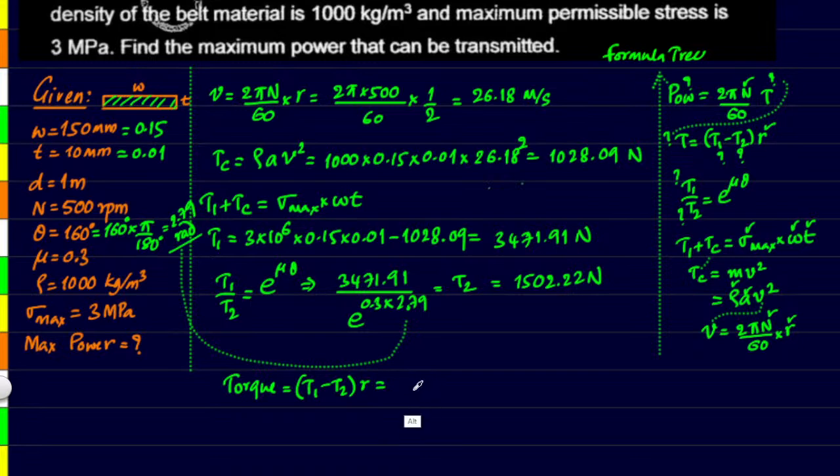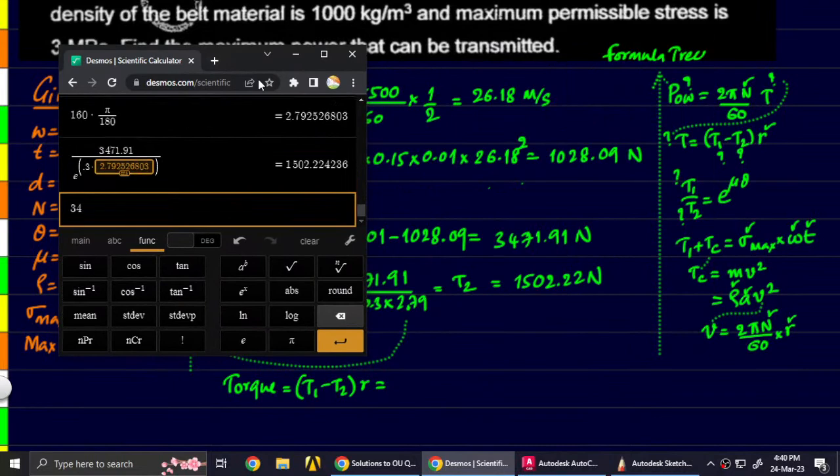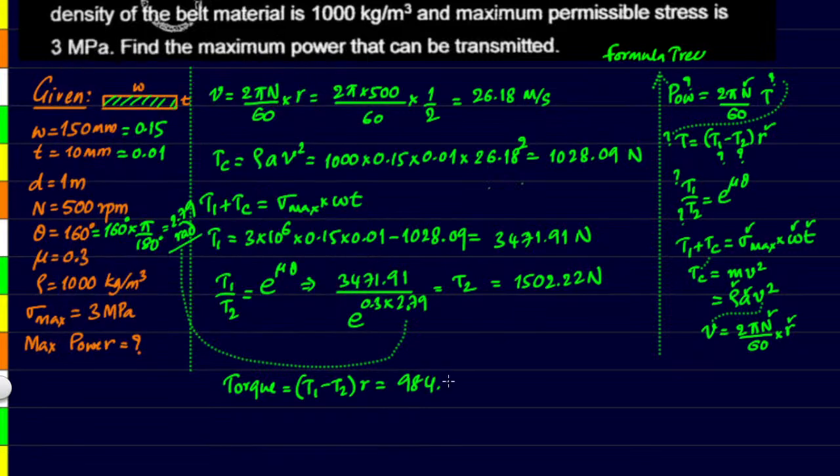So okay, let's just feed it directly over here. 3471.91 minus 1502.22. That should be multiplied with the radius, that's 0.5, half of a meter. 1 meter is the diameter, so 0.5 will be the radius. So that gives us 984.85. This is in Newton meters.